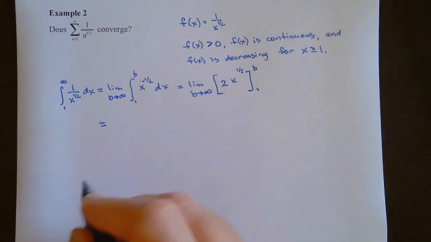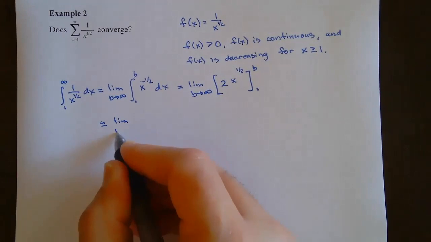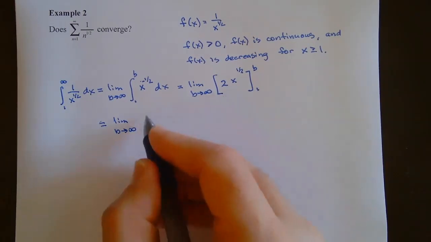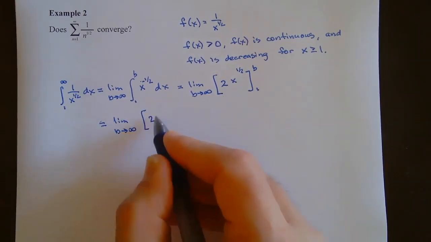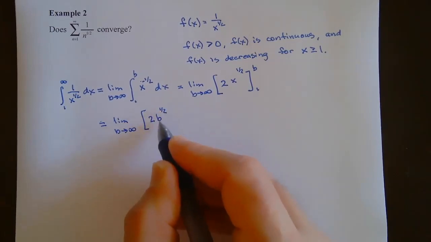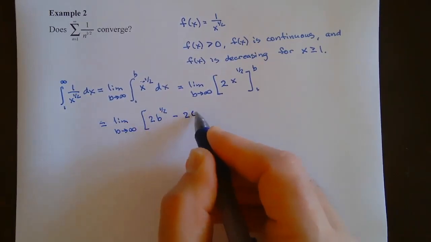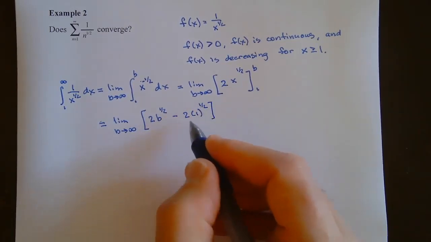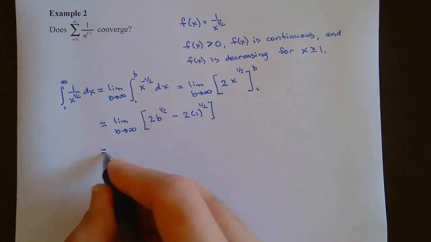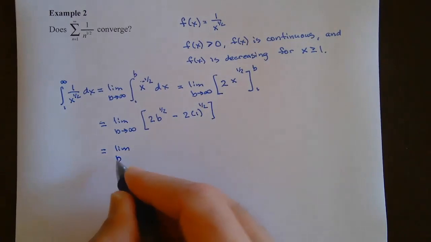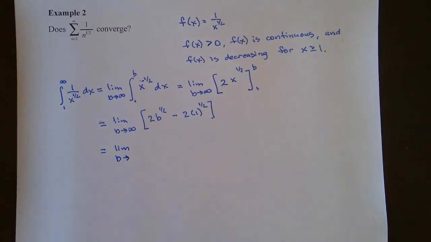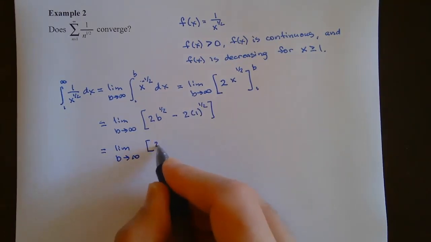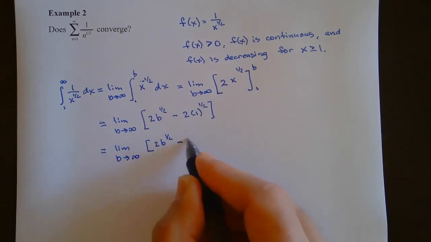So this integral is equivalent to the limit as b goes to infinity of 2b to the 1/2, that would be square root, minus 2 times 1 to the 1/2 power. Well, 1 to the 1/2 power would be 1 times 2, so this would be just minus 2. So this would be the limit as b approaches infinity of 2b to the 1/2 minus 2.